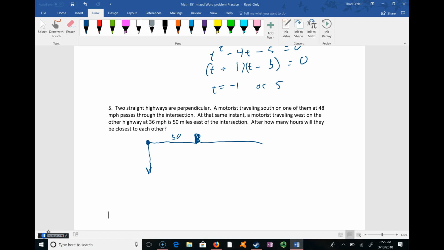After how many hours will they be closest to each other? So then we need to figure out a minimum of d. So let's call this x and this y, and we want to minimize d. Two straight highways are perpendicular. A motorist traveling south on one of them at 48 miles per hour passes the intersection at the same time a motorist traveling west on the other highway at 36 miles per hour is 50 miles east of the intersection. After how many hours will they be closest to each other?